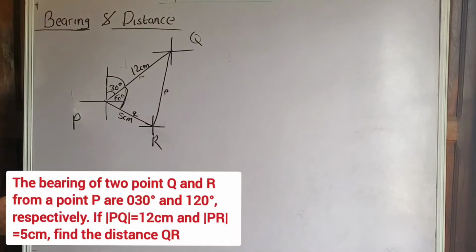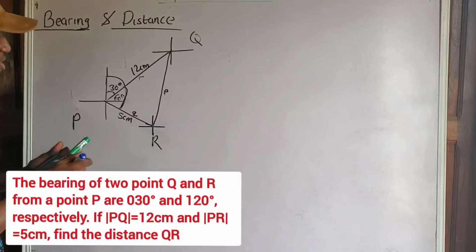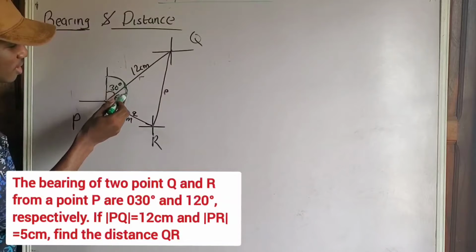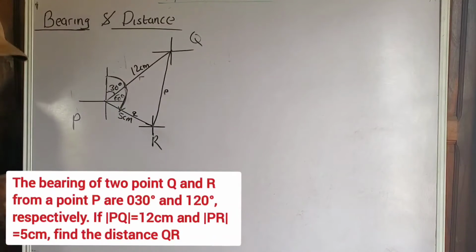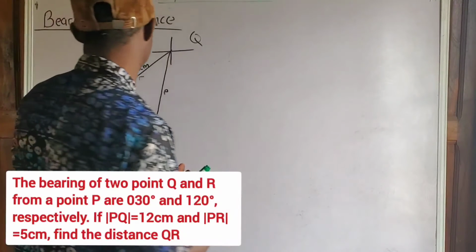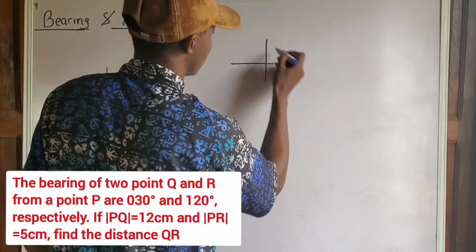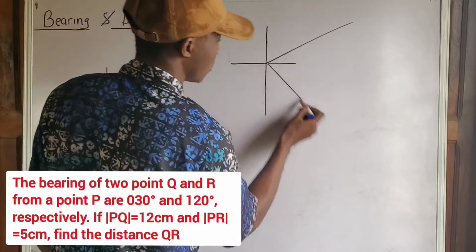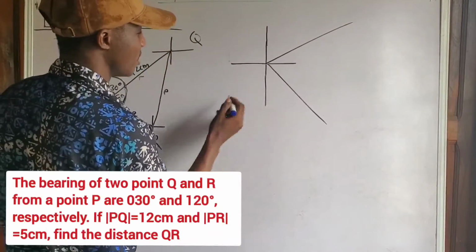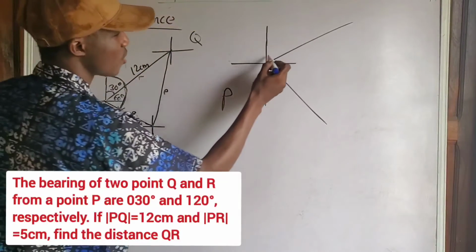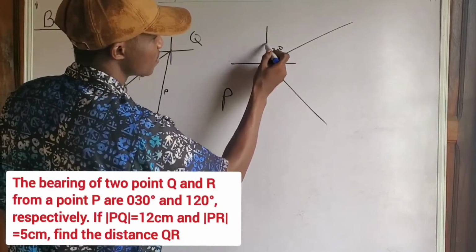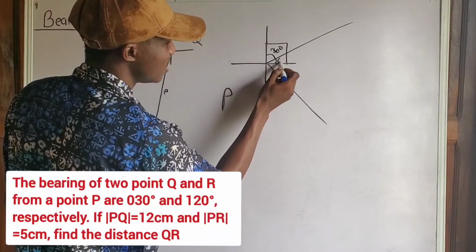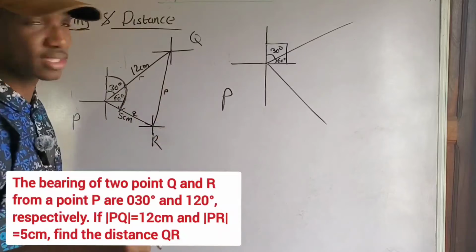Do you understand? And we know that from the question, from this point to this point is 120. Let me draw the diagram. Okay, this is point P. Now this one is 30 degrees. Now from this point to this point is 90, right? You know, so if this is 30 degrees, this is 60 degrees. That will be 90 minus 30 degrees.